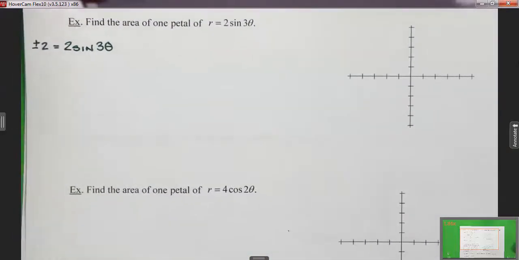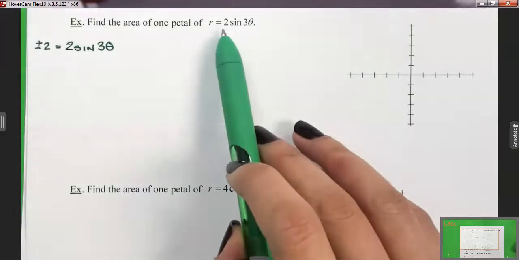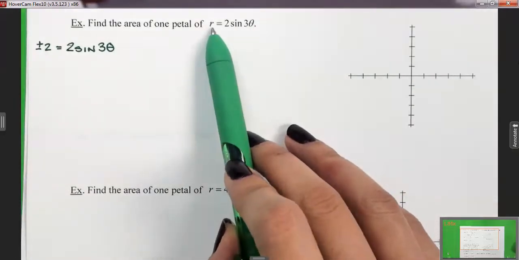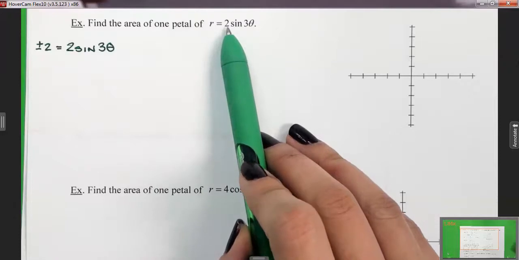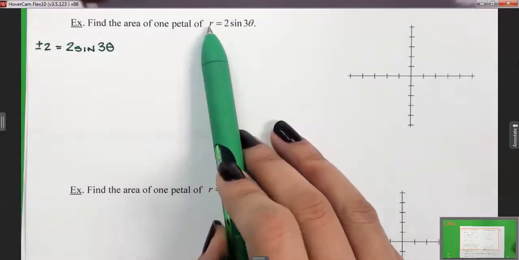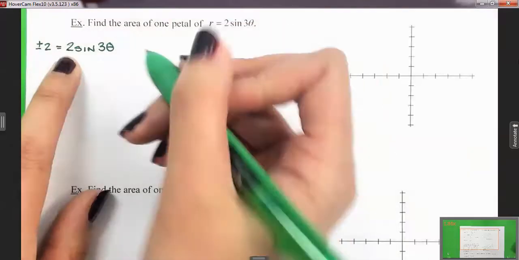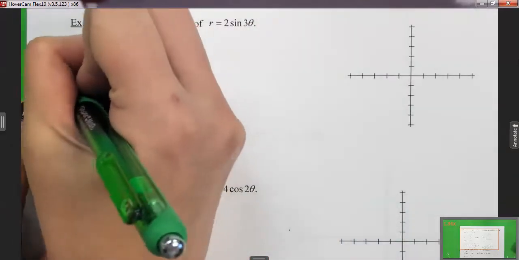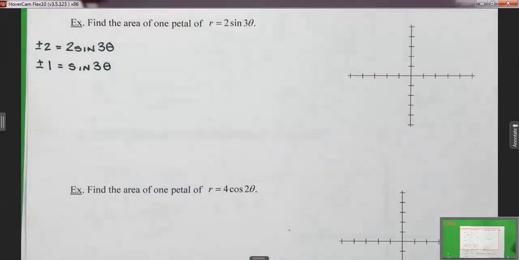Why did I set r equal to plus or minus 2? That's where the petal's going to happen, right? My petal's going to be furthest out when r equals 2, because 2 is my petal length. So if I make my petal length equal to r, then I'm going to know exactly where my petal is. All right, so we divide by 2, so we get plus or minus 1 equals sine of 3 theta. When is sine plus or minus 1?